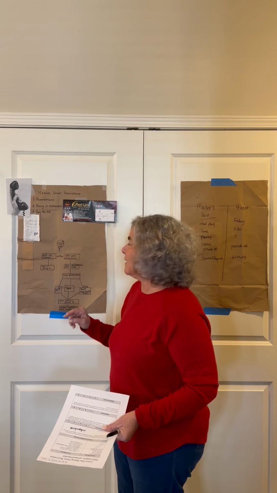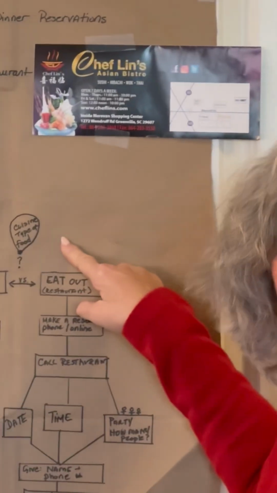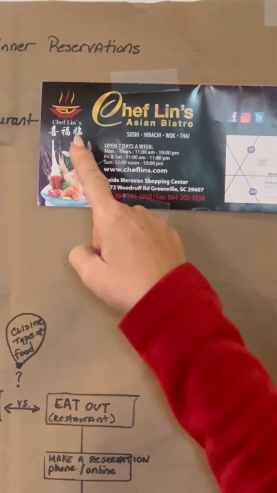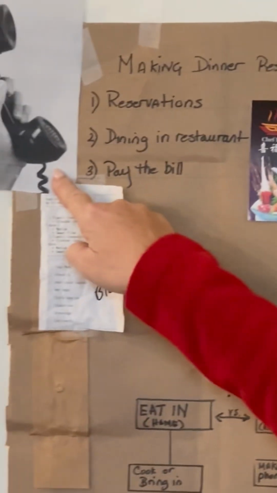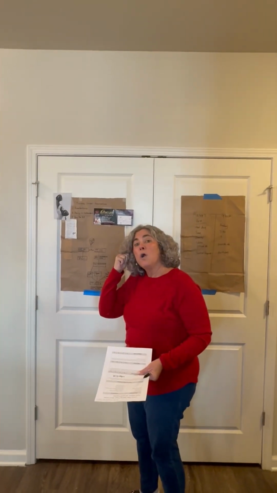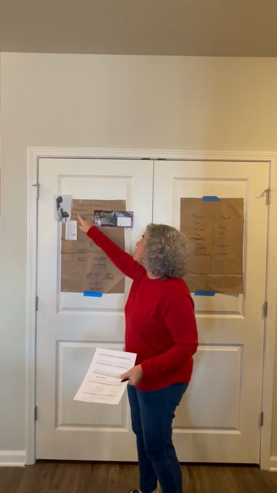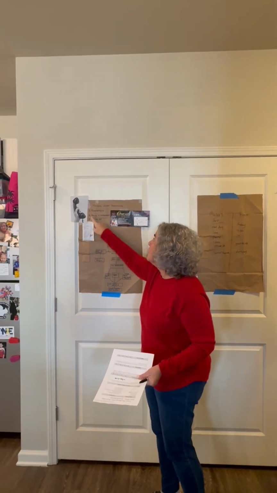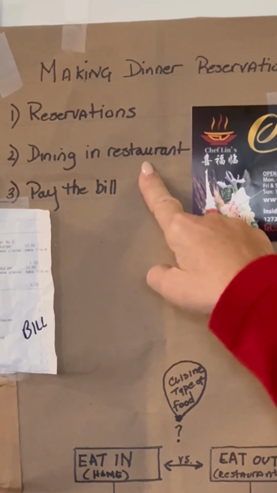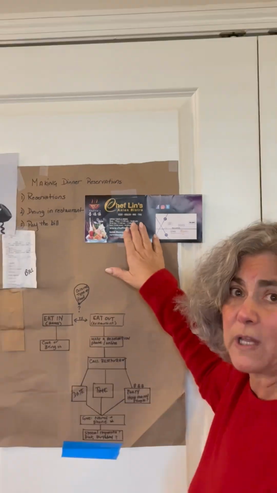Okay, so let's begin. So before you decide where you're going for dinner, you need to make a reservation. How do you do that? You make it with a phone or on a computer. You have to make your reservations by phone or a computer. Then you eat in the restaurant. You dine in the restaurant and you look at a menu and you choose what you'd like to eat.